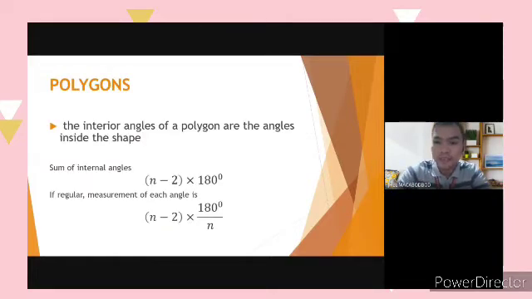The sum of internal angles of a polygon can be computed using the formula (n minus 2) times 180 degrees, wherein n is the number of sides. If the polygon is regular, the measurement of each angle can be computed using the formula below.